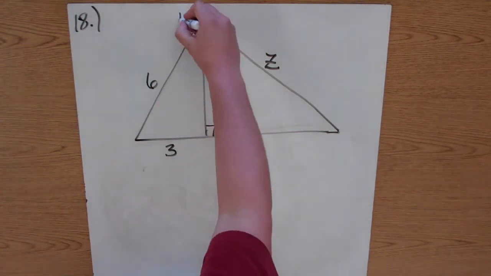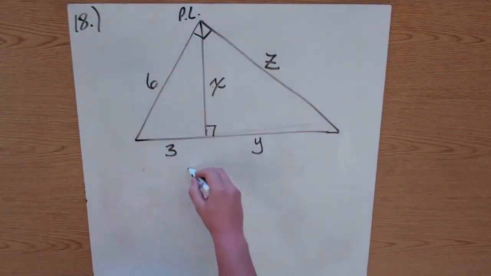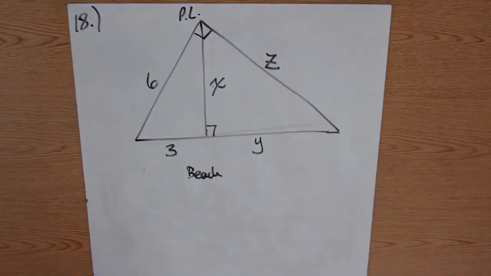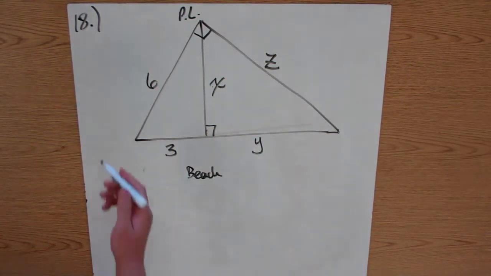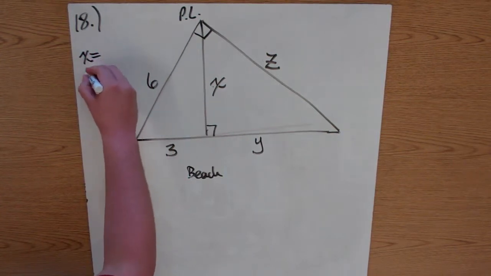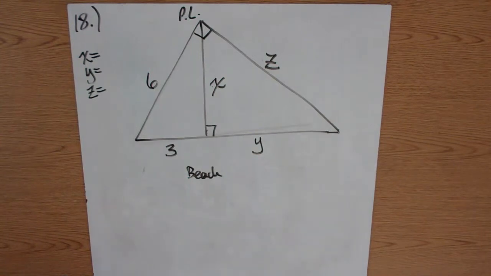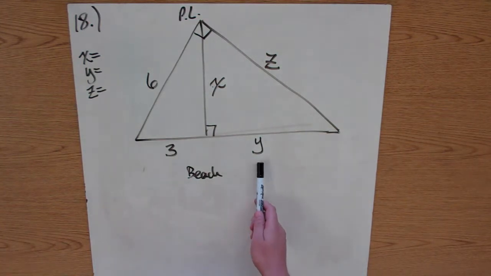Here's number 18. Number 18 says, Jason wants to walk the shortest distance from the parking lot to the beach. The parking lot is up here, PL. The beach is out here. And that's length x. So we need to find x. And at the same time, we want to find y and z as well. So I'm going to write those up here. X, y, and z.